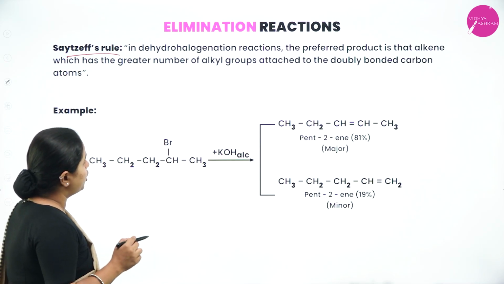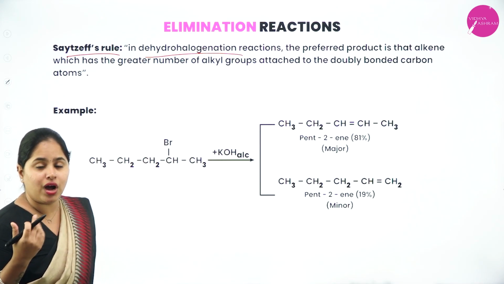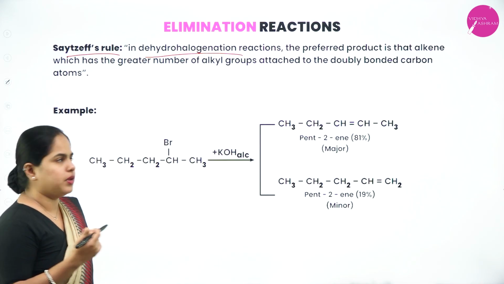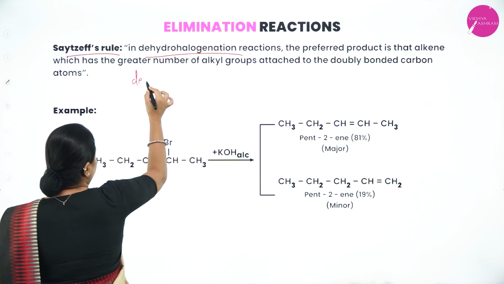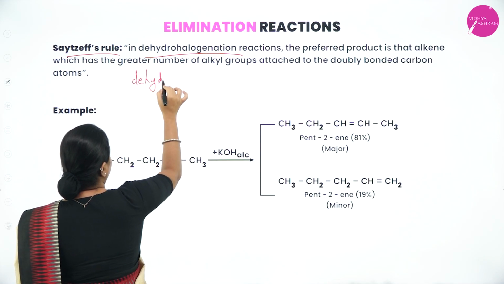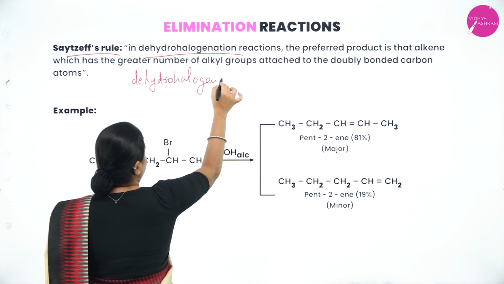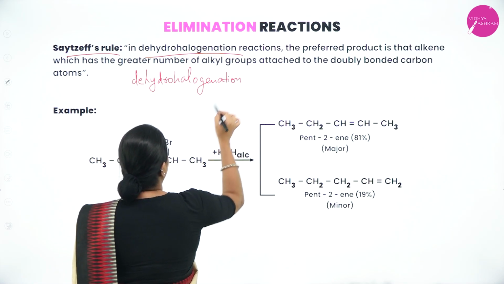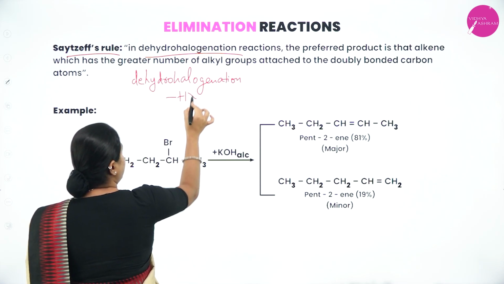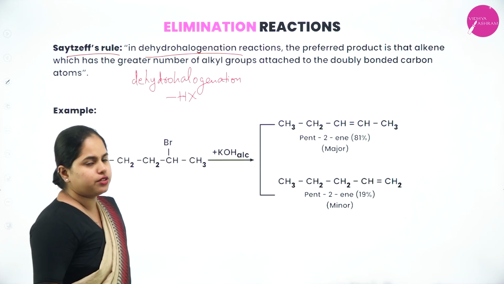In dehydrohalogenation reaction, so this elimination is also a dehydrohalogenation reaction. What does that mean? De stands for removal. We are eliminating, right? Hydrogen is removed, so for that you have hydro. Halogen is removed, so for that you have halogenation. So that is dehydrohalogenation. That means hydrogen and halogen, HX, is being removed. Clear? So that is the elimination reaction we are talking about here.